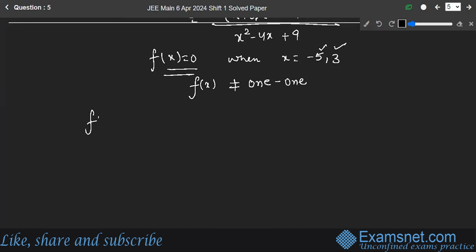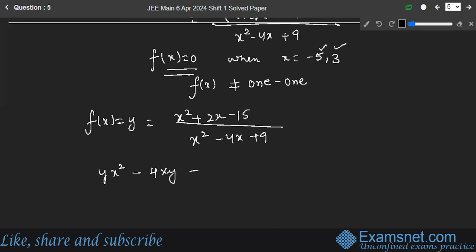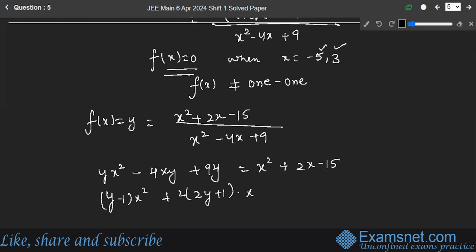You had f(x), let's say that is equal to y. This is equal to x squared plus 2x minus 15 divided by x squared minus 4x plus 9. Let's do the cross multiplication. You will have y into x squared minus 4xy plus 9y is equal to x squared plus 2x minus 15. Or you will have (y minus 1) into x squared plus (2y plus 1) into x plus 9y plus 15 is equal to 0.